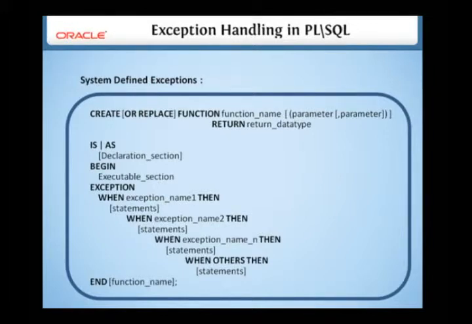You can find the syntax of a function with an error handling block. In the exception handling section, we can use the when clause to write the error handling statements. Here we can specify the exception name, and we can write the handling statements in the then clause. If the function encounters any errors, then the control is transferred to the exception handling section. In the exception handling section, we can write the statements to catch the exception. We write the exception handling statements in the then clause.